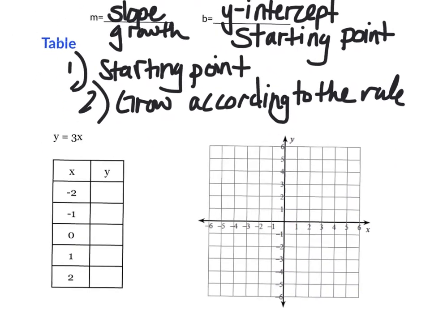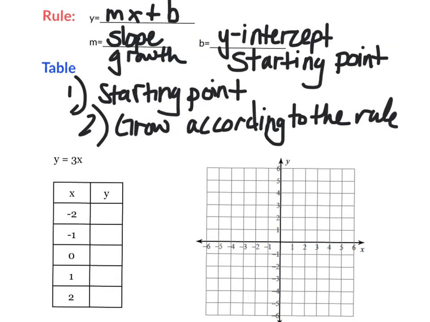So the example here. We start with looking at our rule. We see that our m value is 3. So 3 is our m. Our growth is going to be 3. And then we see that there is no b value. When it's missing, the b value is going to be 0. It's non-existent, right? So we're going to start at 0. We're going to grow by 3.